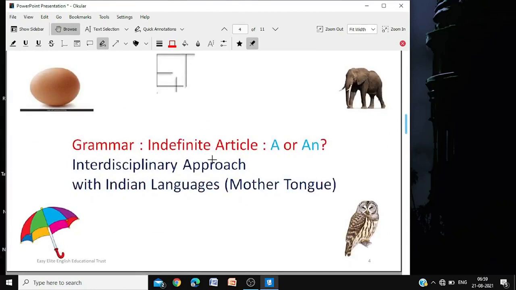Indefinite article a or an. When should we use a and when should we use an? Now here we are giving an interdisciplinary approach with Indian languages. When to choose the indefinite article a and when to choose an, we are giving an interdisciplinary approach with Indian languages.